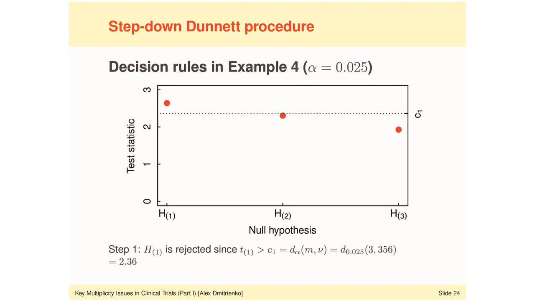When we apply the step-down Dunnett procedure, we will need to go through a series of steps because this is not a single-step procedure anymore. Step number 1: the step-down Dunnett procedure begins with the first hypothesis in the sequence. That's the hypothesis corresponding to the most significant test statistic. You can see here that the adjusted critical value, C1, is exactly the same value that we derived when we talked about the single-step Dunnett procedure. C1 is equal to 2.36. It is represented by the horizontal dotted line in this plot, and the orange dot on the left, which corresponds to the largest test statistic, is clearly above this threshold, and therefore we conclude that the step-down Dunnett procedure rejects the first hypothesis in the sequence.